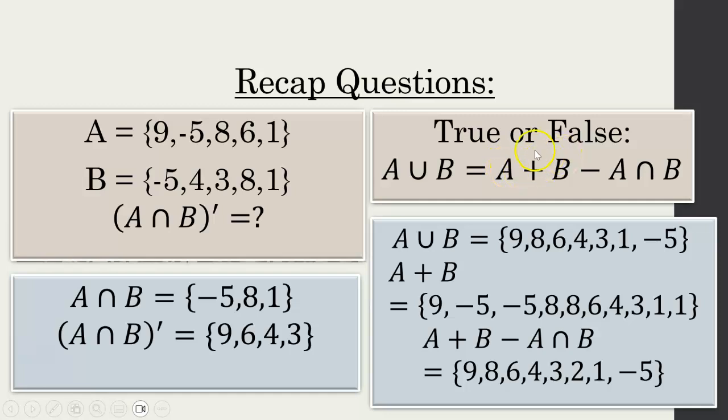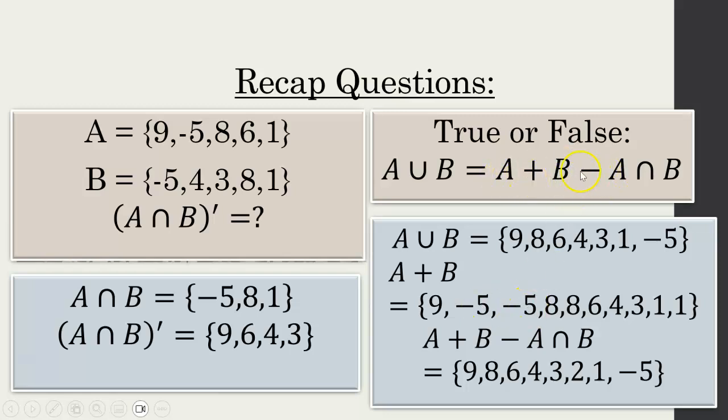Okay, let's do it step by step. What's A plus B first? That's everything in A plus everything in B. So I'd have 9, -5, -5. So I have 2 -5s, which is a bit of a problem. I have 8, 8, 2 8s. I have a 6, 4, 3, and I have 2 1s. So all I've done is list out everything here plus everything there. But we have a few problems. First off, we have repeats. Repeats, they're not a set. Can't do that. But that's just A plus B.